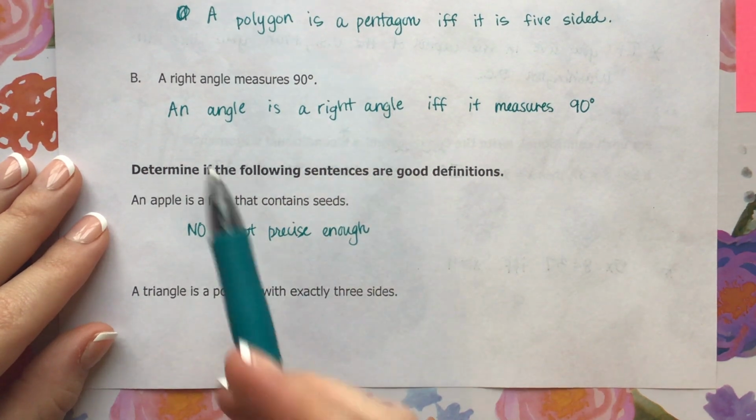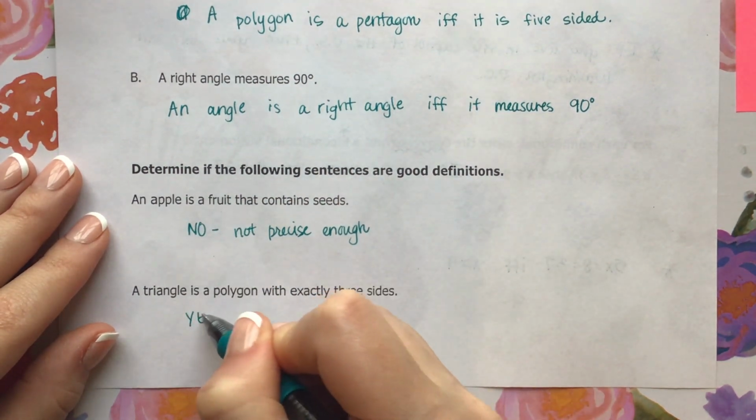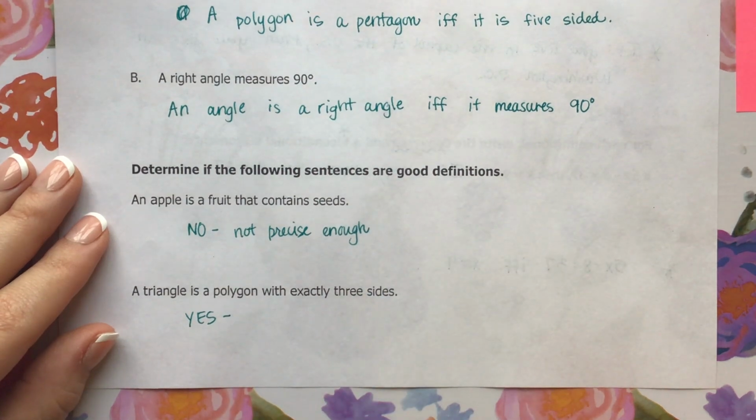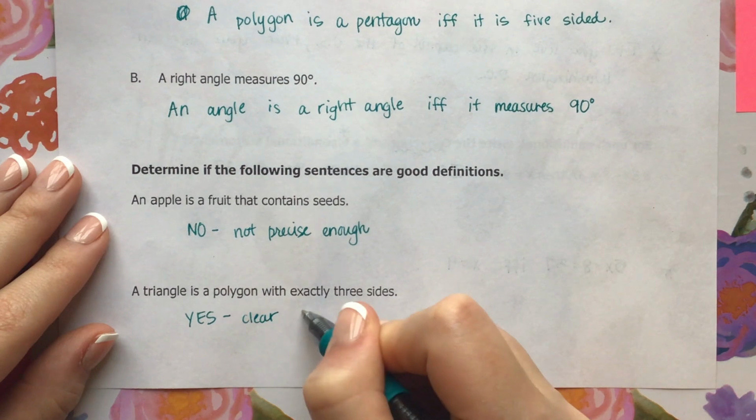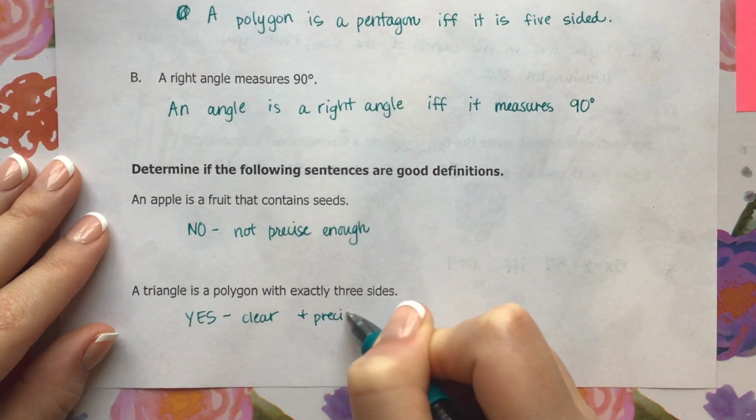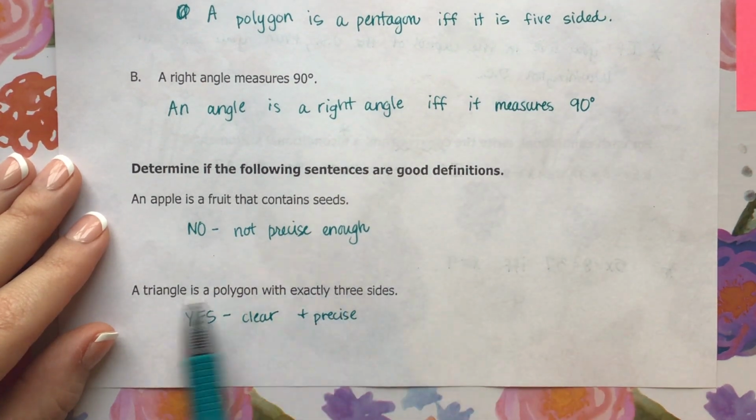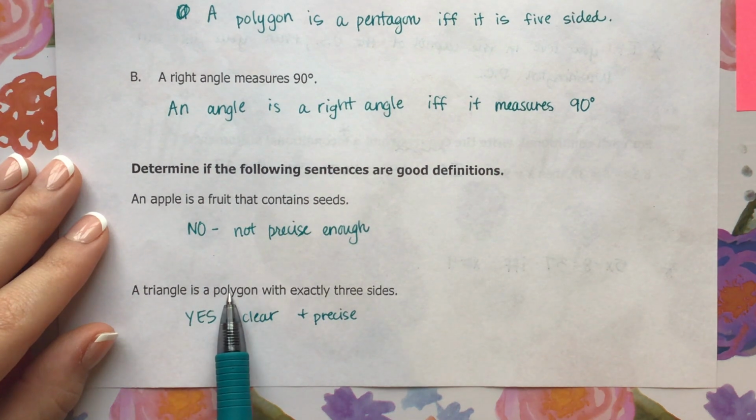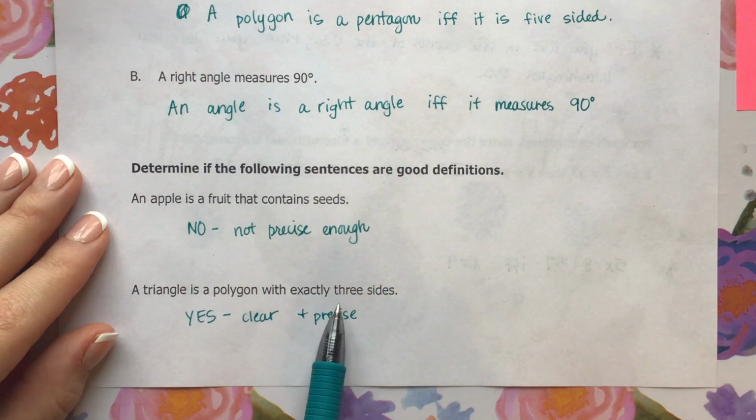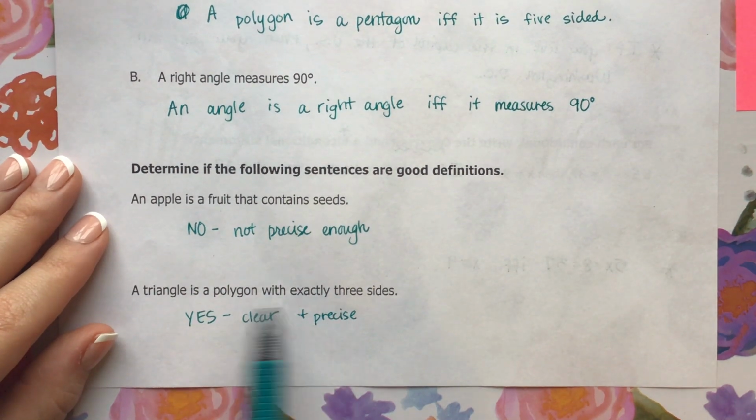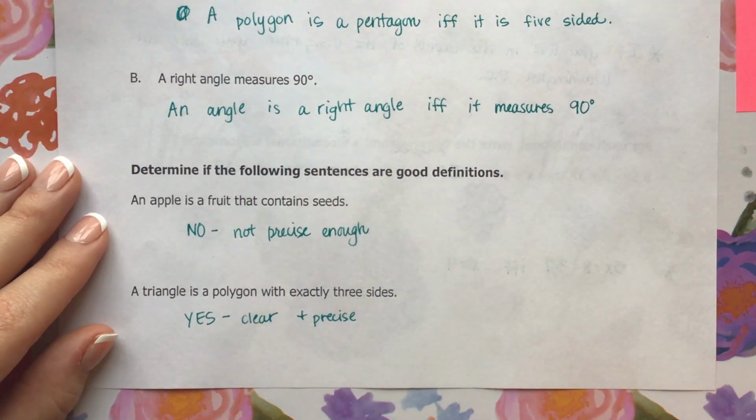The next one is a triangle is a polygon with exactly 3 sides. This one is a good definition. So we're going to say yes. And why is it a good definition? Once again, because it's clear and it's precise. And notice it can be used forwards and backwards. So a polygon with exactly 3 sides is a triangle. A polygon is a triangle if it has exactly 3 sides. So it works both forwards and backwards, and that's why this is a good definition.